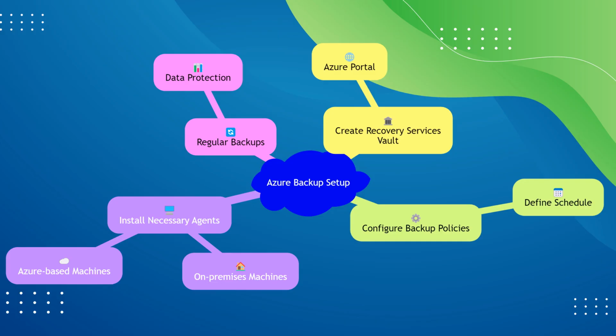To set up Azure Backup, you first need to create a Recovery Services Vault in the Azure portal. Once the vault is created, you can configure backup policies and install the necessary agents on your on-premises or Azure-based machines. This setup ensures that your data is regularly backed up according to the defined schedule.